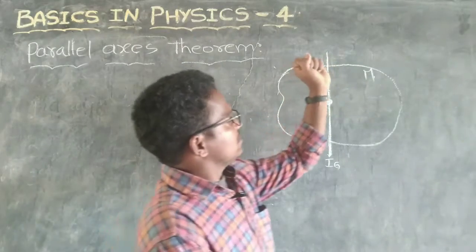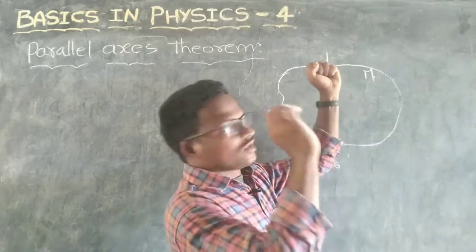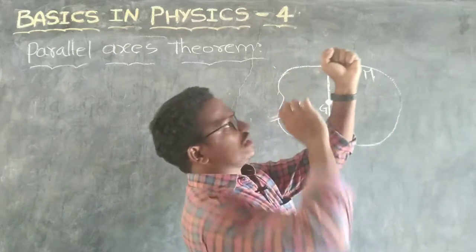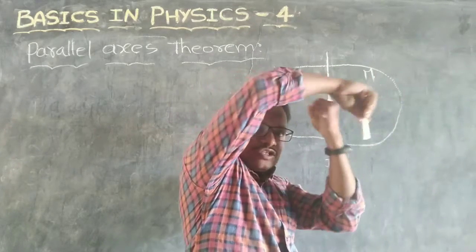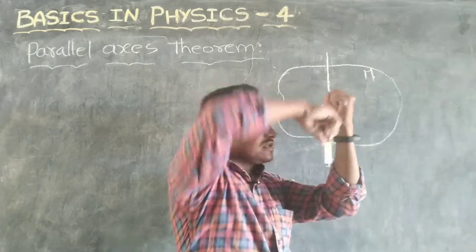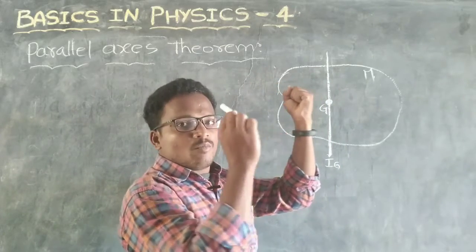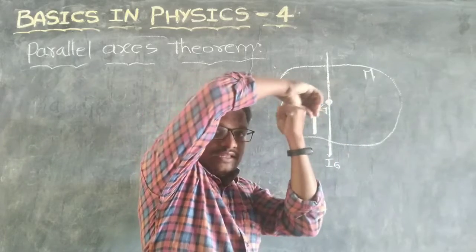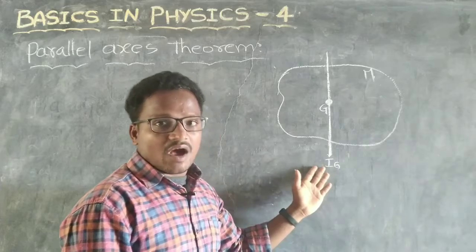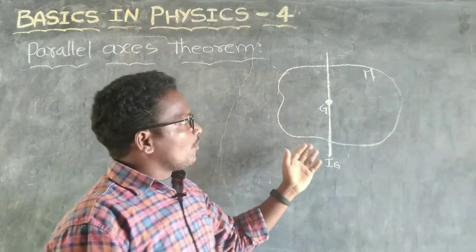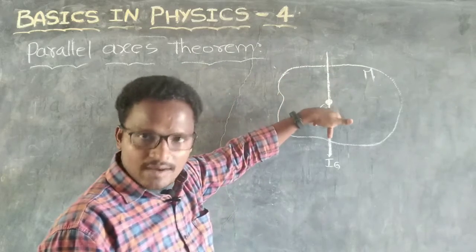Here this is one axis, this is the body. This body is moving like this about the axis. You understand? This is the axis, this is the body. This body is moving like this about the axis. That is the moment of inertia of a body about the axis passing through the center of mass.